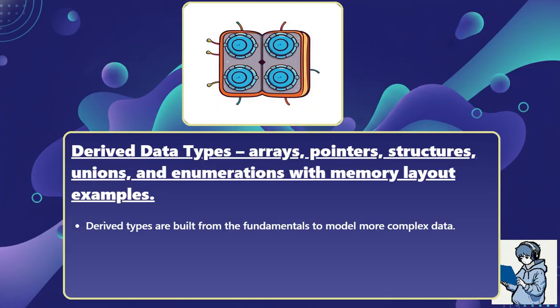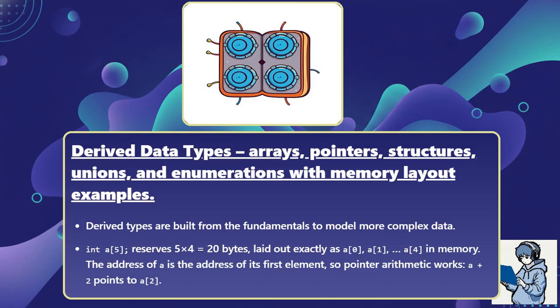Derived types are built from the fundamentals to model more complex data. int a[5]; reserves 5 times 4 equals 20 bytes, laid out exactly as a[0], a[1], ... a[4] in memory. The address of a is the address of its first element, so pointer arithmetic works. a + 2 points to a[2].